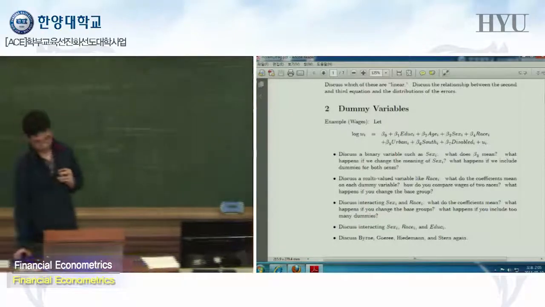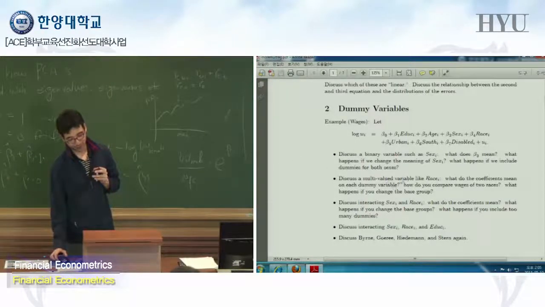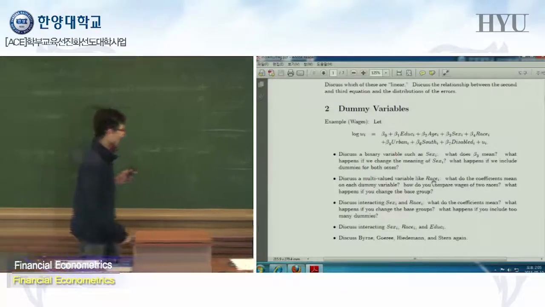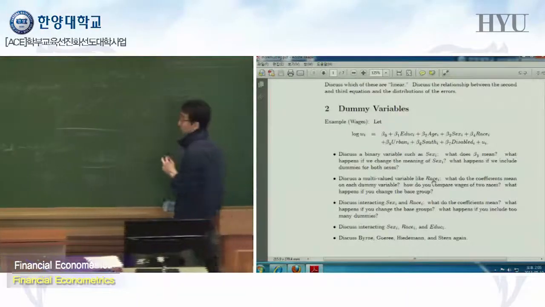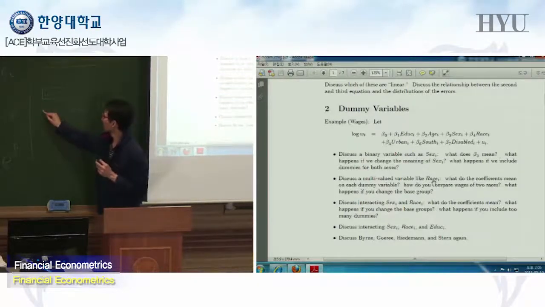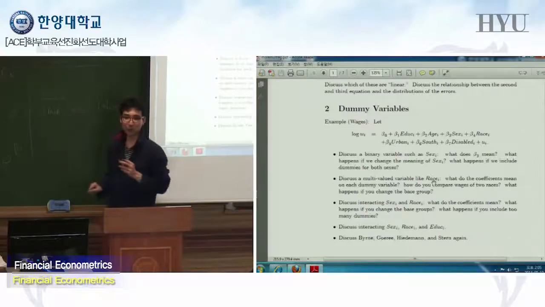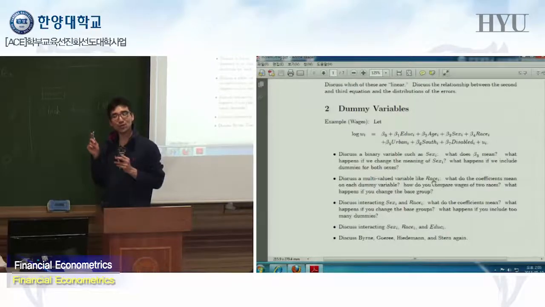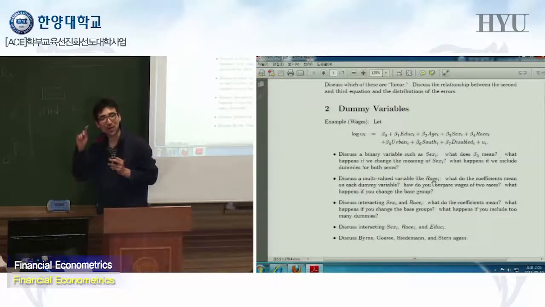In the case of a multi-valued variable like race, what do the coefficients on each variable mean? What do you compare with of the two races? What happens if you change the base group? In that case, what we can do is, suppose there are three races: Asian, white, and black. Then we can generate those three categories. Our strategy is to change the multi-valued variable into binary variables.